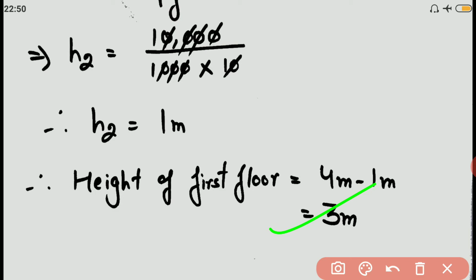The explanation part is just for your understanding, right? This is the solution which you need to do. Okay, now we can go to the next question, which is question number 7.